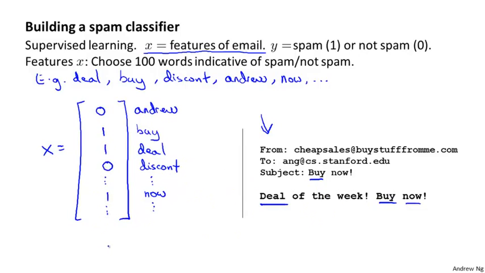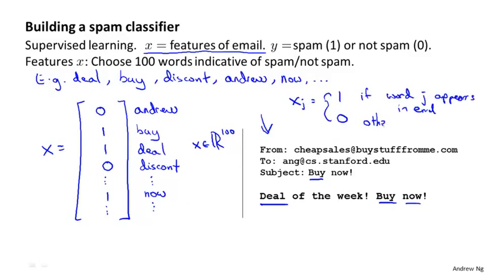So I put ones and zeros in this feature vector depending on whether or not a particular word appears. And in this example, my feature vector would have dimension 100 if I chose 100 words to use for this representation. And each of my features xj will basically be 1 if a particular word, let me call this word j, appears in the email, and xj would be 0 otherwise. Okay. So that gives me a feature representation of a piece of email.